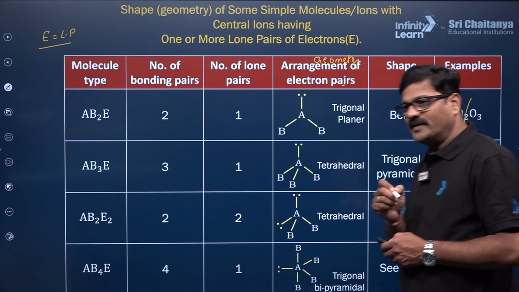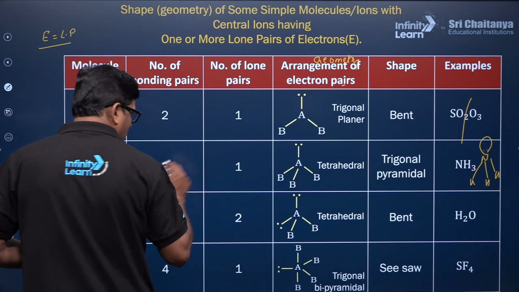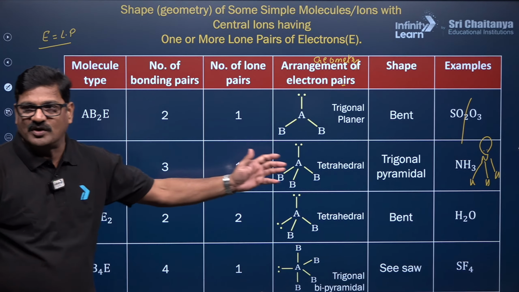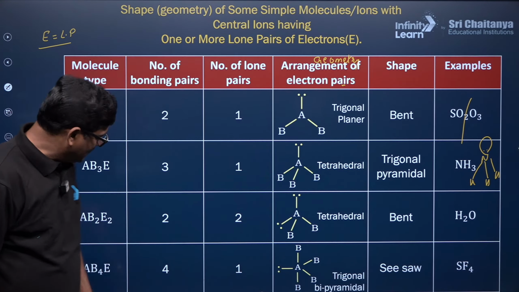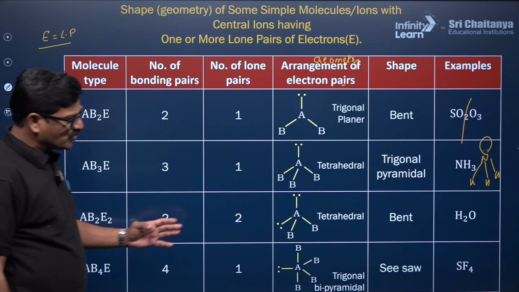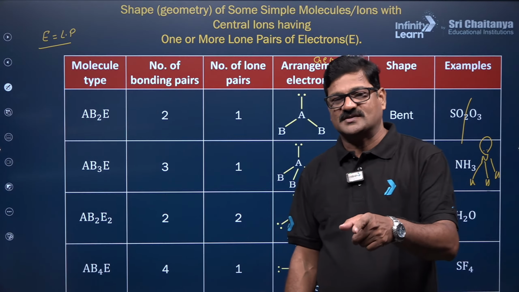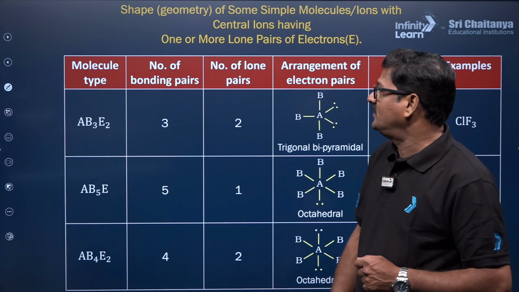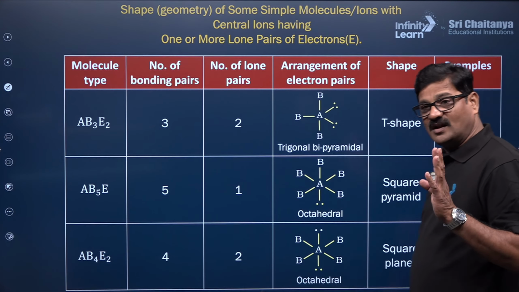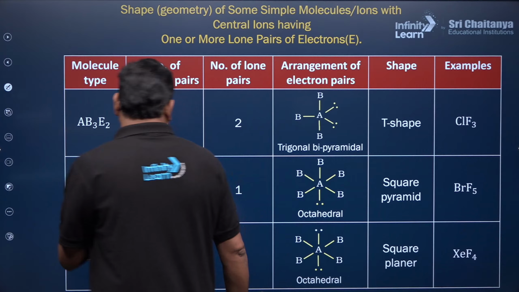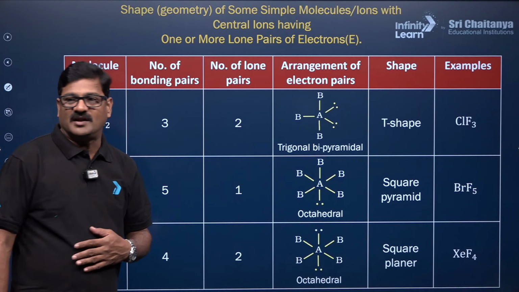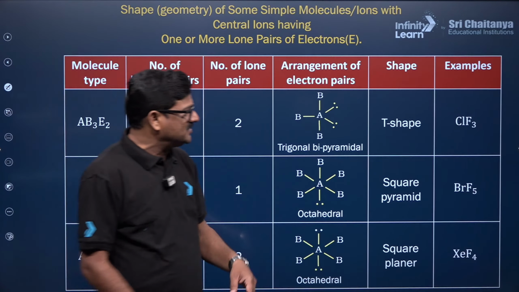Fine. Now moving ahead, AB2E2, it is going to be bent, H2O is your molecule, and AB4E, it is going to be seesaw structure, SF4 is going to be a molecule, just as we discussed. And AB3E2, so steric number 5, trigonal bipyramidal is the geometry, where the shape is T shape, ClF3.